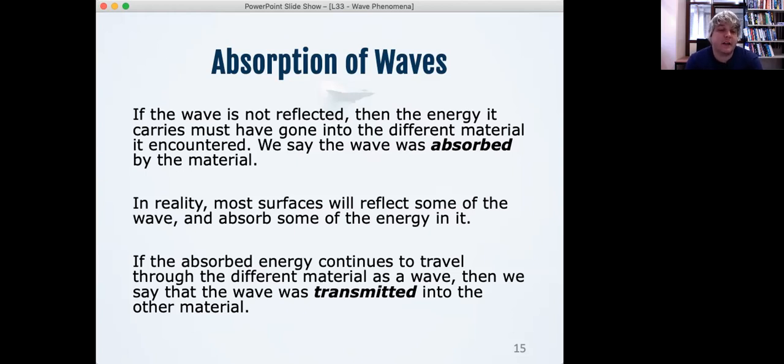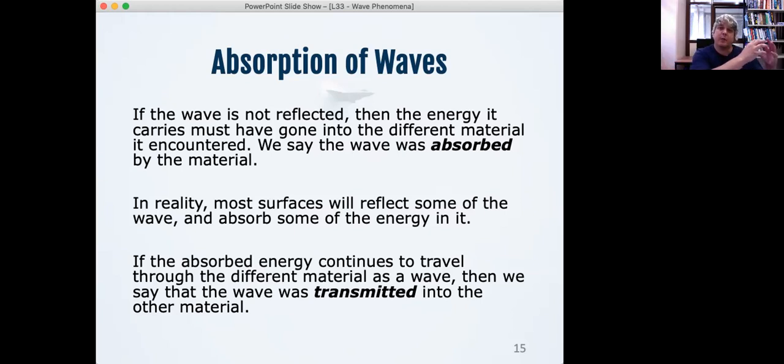If the absorbed energy continues to travel in the different material as a wave, so the sound wave hits a surface and none of it gets reflected, all of it gets absorbed. If that energy that gets absorbed is still transmitted like a wave, then we say that it's transmitted, right? The wave has been transmitted from one medium into another.